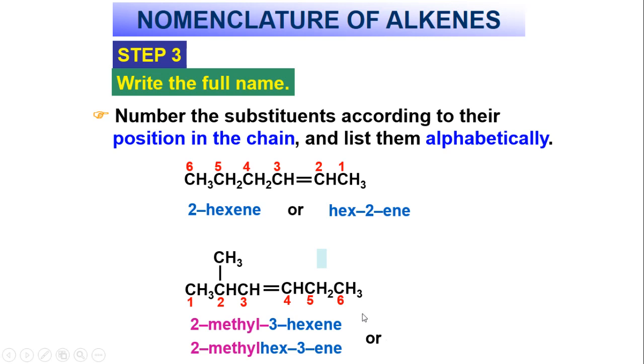Let me repeat the same thing, writing the full name. When you number them like that, after numbering, you need to also know where the branch is. So in this case, the branch which is a methyl group is on 2. You write that 2, then you say methyl, then 3 to show where the double bond is, and then hexene, like that. Okay, guys.